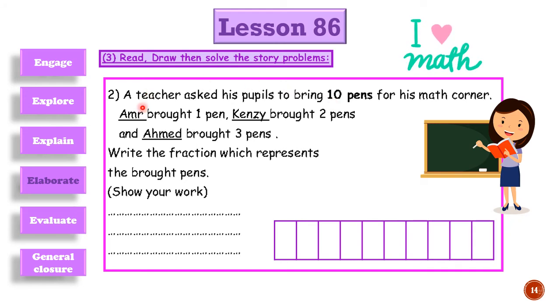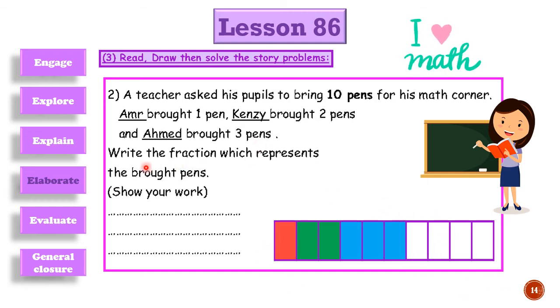Now, let's continue. Amr brought 1 pen. Kenzie brought 2 pens. Ahmed brought 3 pens. Stop here and go to our model to present this number of pens. Amr, in red, it will be 1, just 1 out of 10. Kenzie will be 2, we will color 2 in green out of 10. And Ahmed brings 3, yes, 3 out of 10.